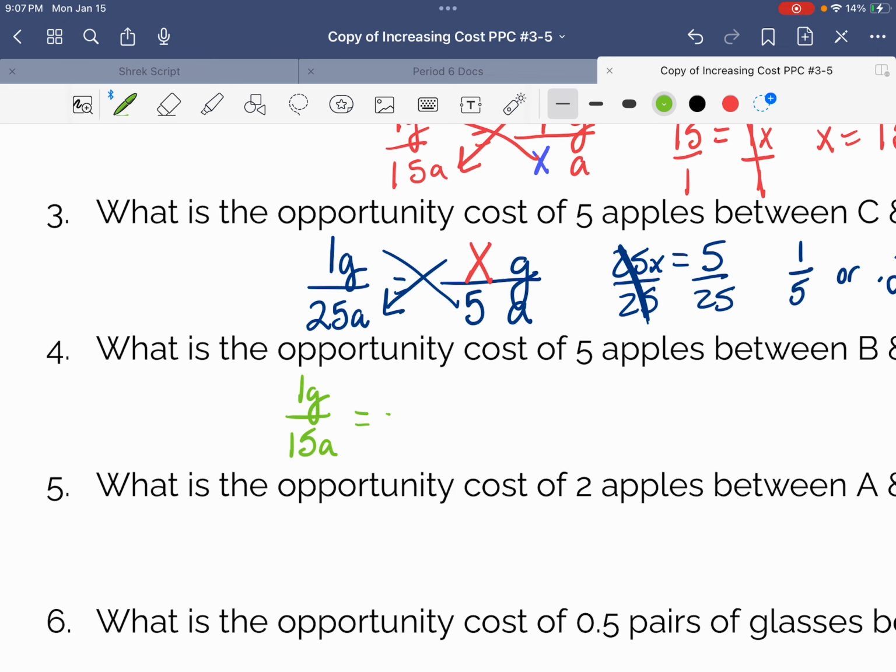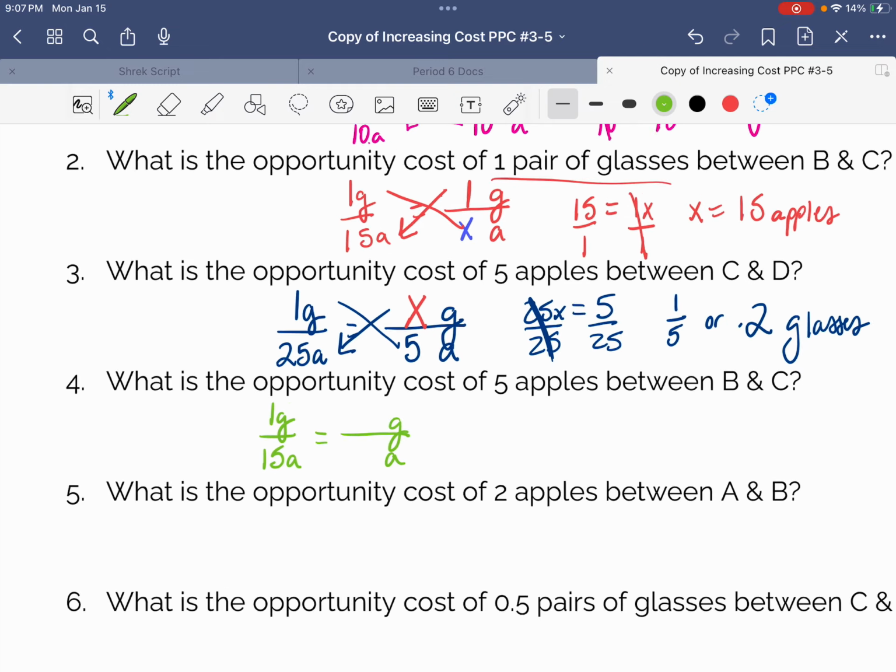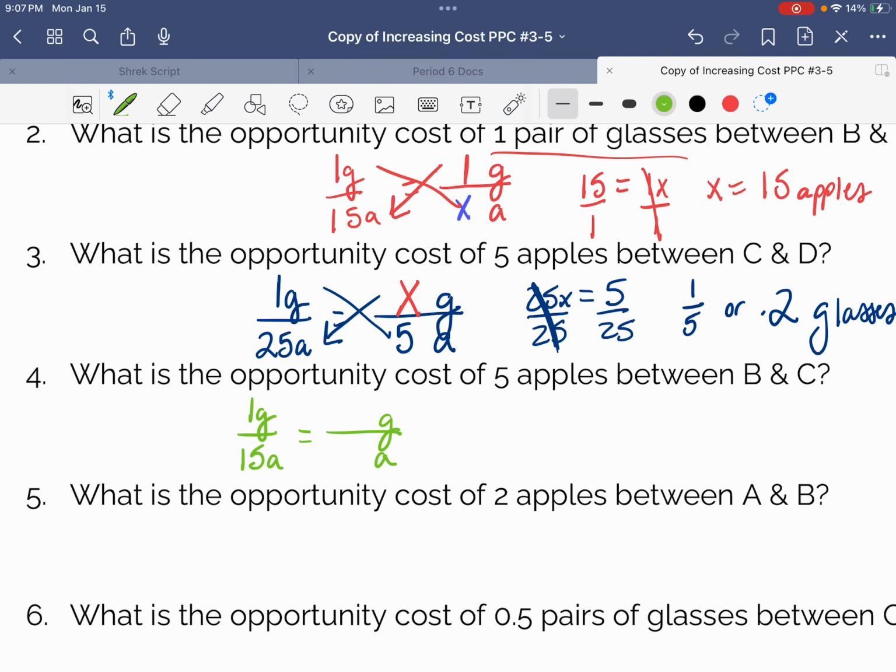I set it equal to an empty fraction with glasses on top and apples on the bottom. I fill in what I know from the problem. 5 apples between B and C. 5 apples. What do I not know? I don't know how many glasses. I cross multiply. 1 times 5 is 5. Set it equal to 15 times x is 15x.